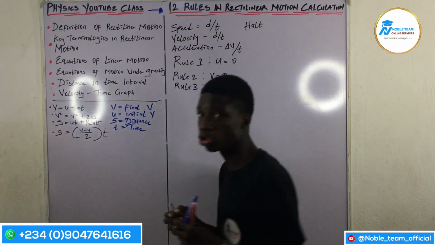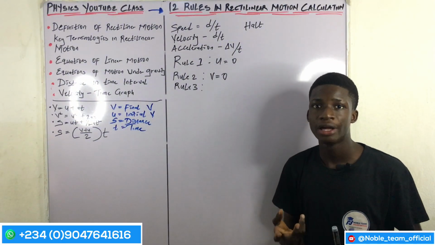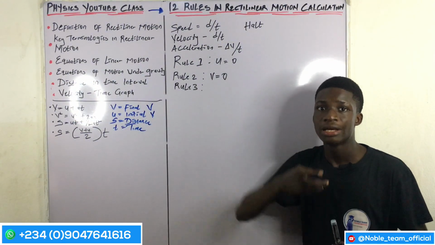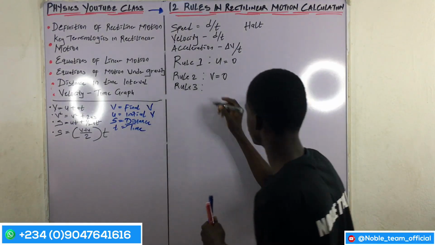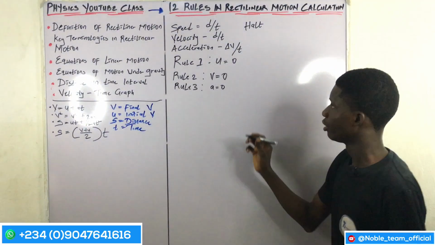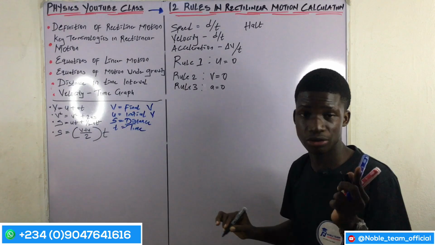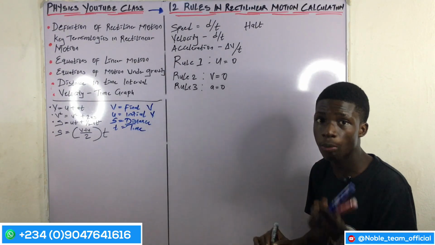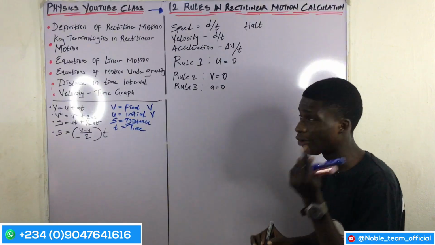Rule 3. Now what does this rule 3 state? Rule 3 states that when you have a constant or uniform velocity, the acceleration is equal to 0. Now what is this point trying to explain? Sorry, not constant acceleration, uniform or constant velocity.